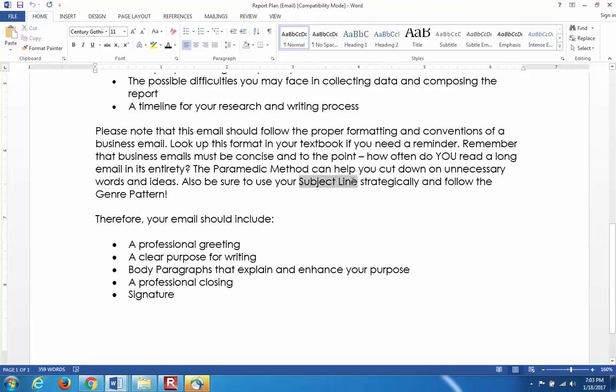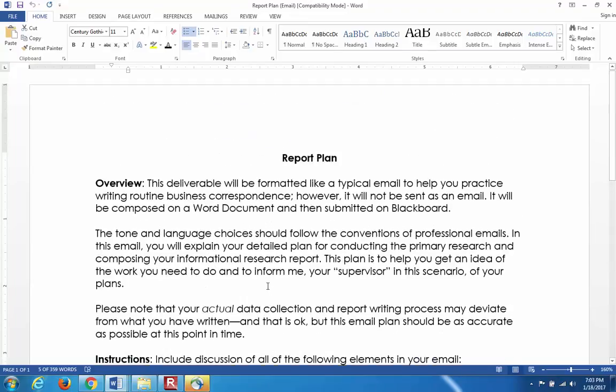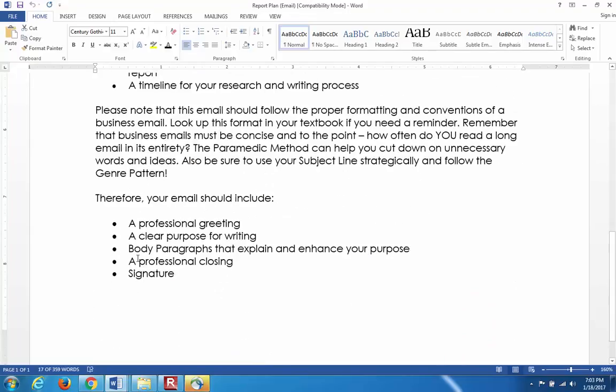You also, in emails, want to use your subject line really strategically to explain your purpose for writing. And just to help you a little bit more, it should have a professional greeting, a clear purpose for writing, and your purpose is to explain your detailed plan of how you're going to do your report. So that's the purpose, but you should make that really clear.